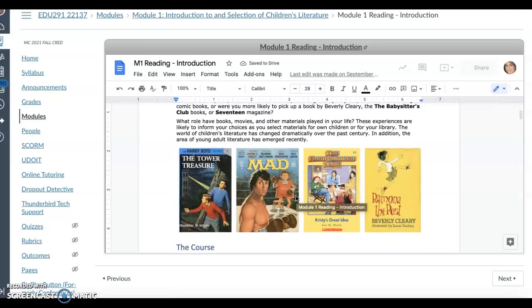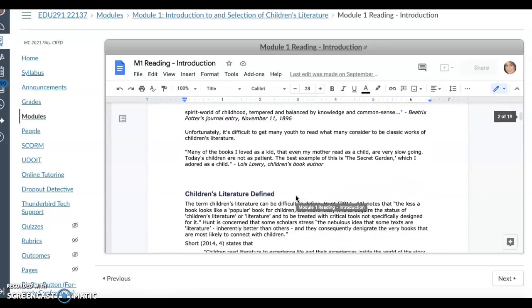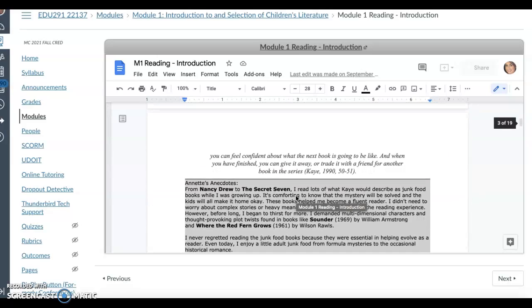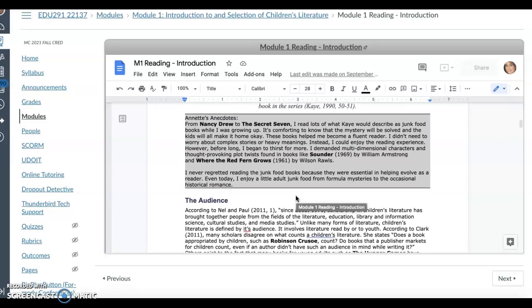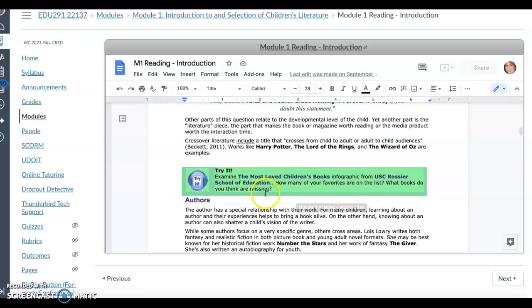As you're going along through the text, you will notice them because they're easy to find. So here is Try It right here. It's big, highlighted in green. Examine the most loved children's book infographic from the USC Rossier School of Education. How many of your favorites are on the list?